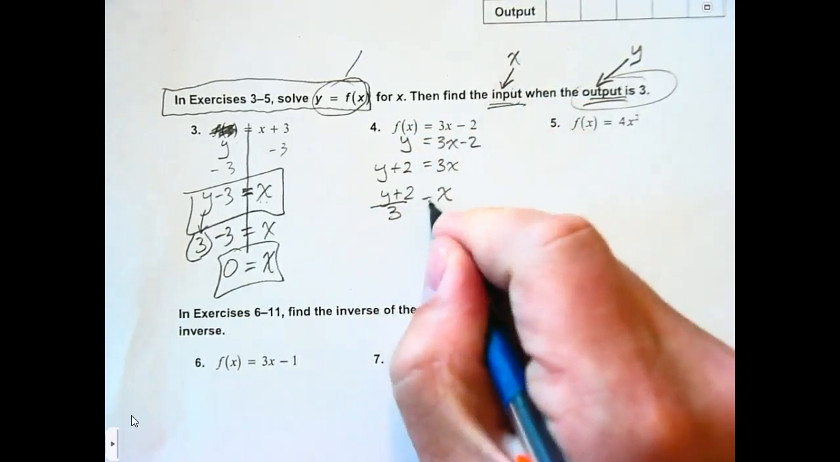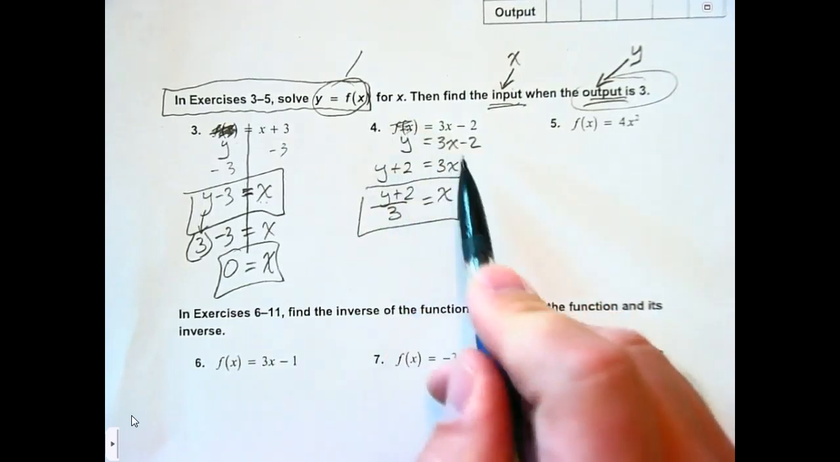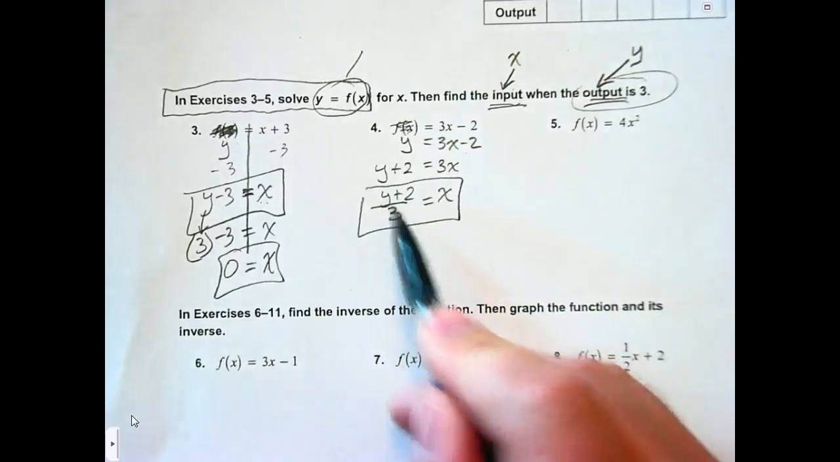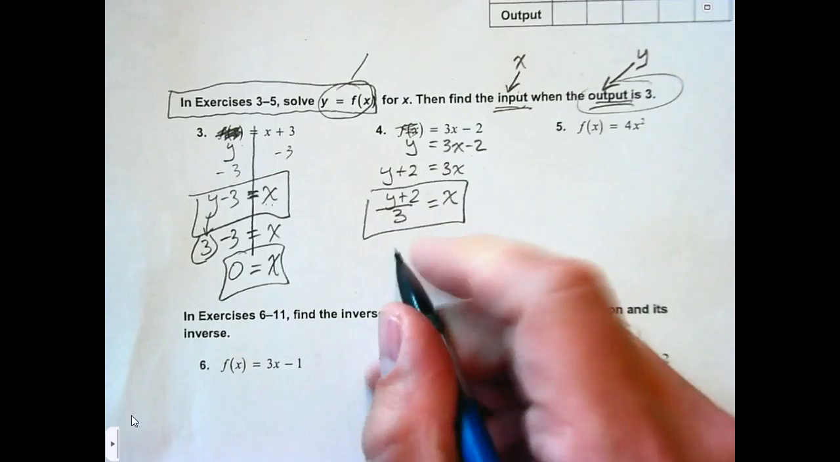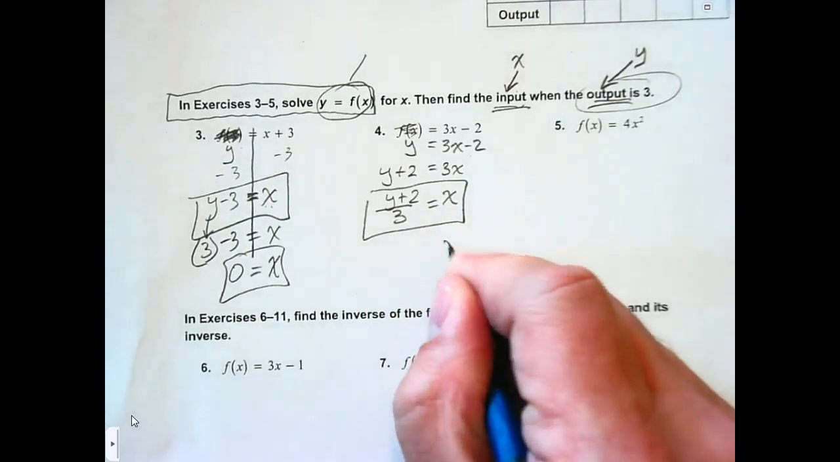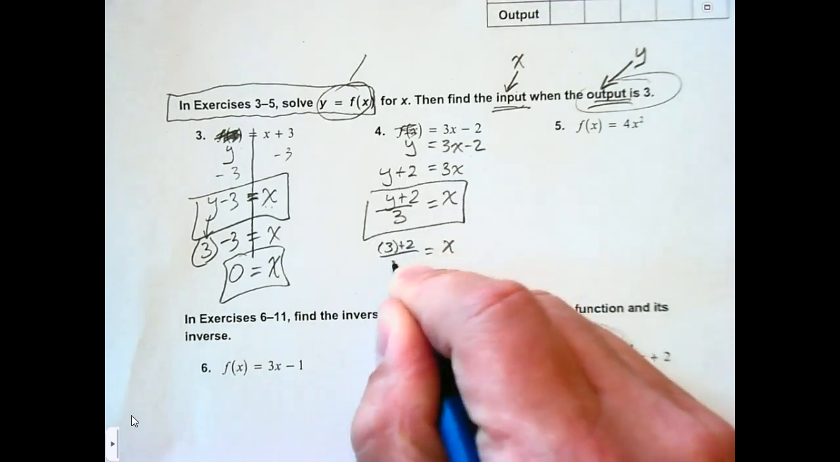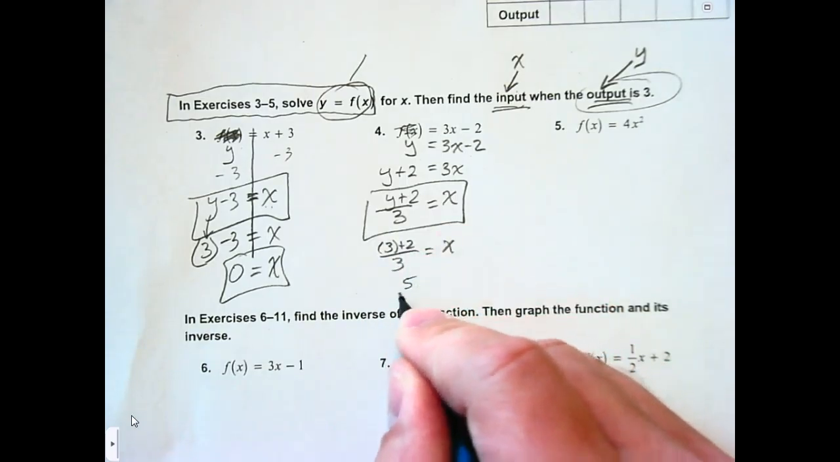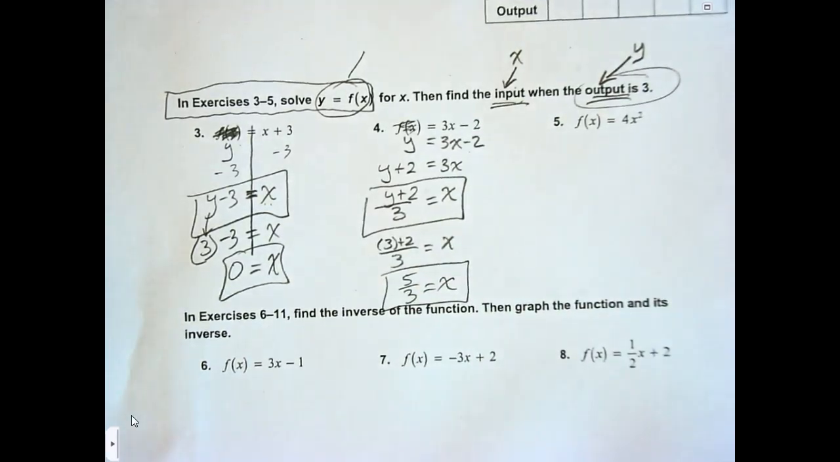Okay, if I solve for x, after I make f of x be y, I add 2 and then divide by 3, so it's y plus 2 over 3 equals x. And then my input, find my input when my output is 3, so I get 3 plus 2 over 3, which is 5 over 3 equals x. Questions there? Somebody got it? All right.